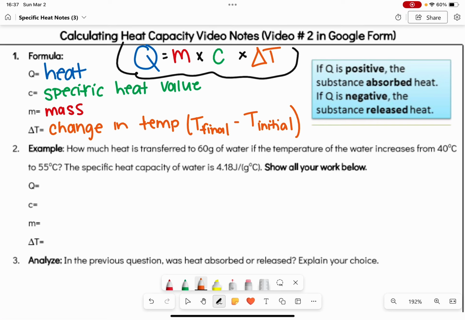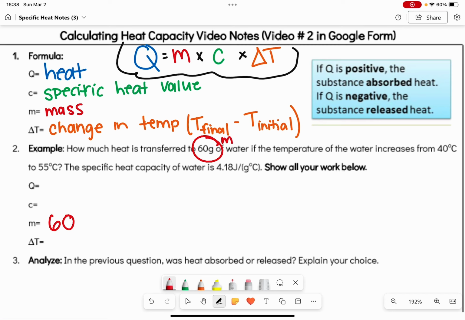So they give us a lot of information in this question, and we are going to label it and then write our values. I don't want you to just go ahead and solve it without writing anything, because it's easier for you to see all of your work if you make a mistake than to not have anything to look at. So the first number that they gave us is 60 grams. We know that grams is our mass. So 60 grams is going to be the number we write for M.